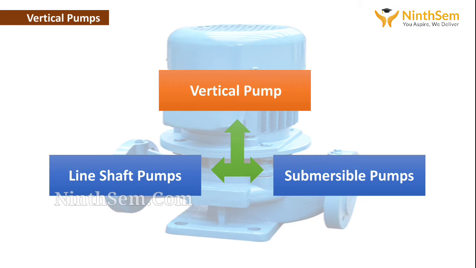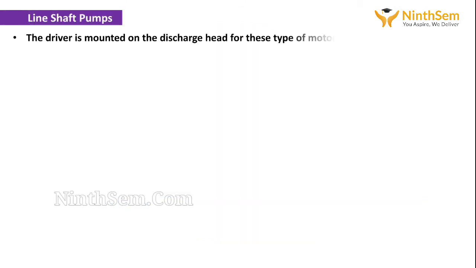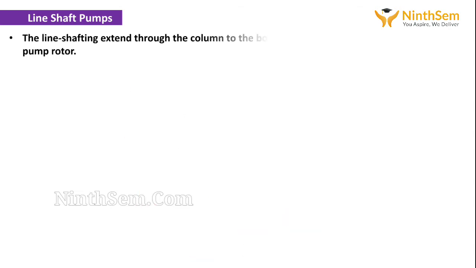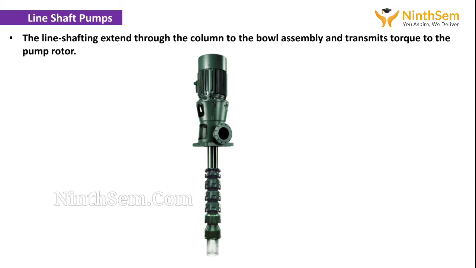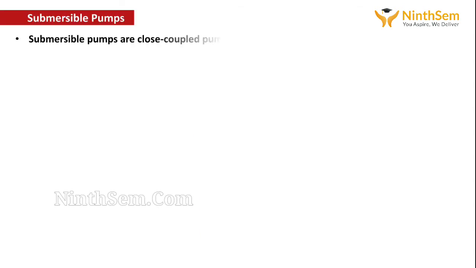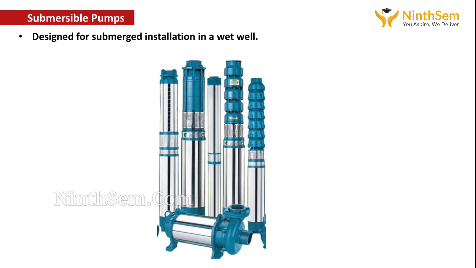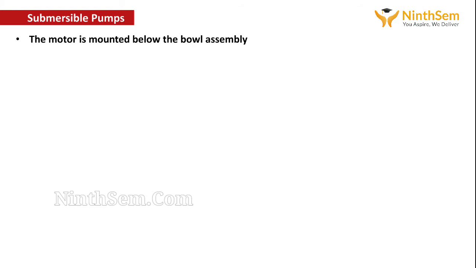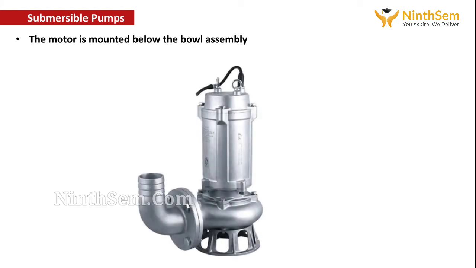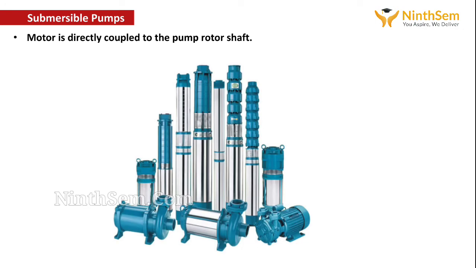Let's discuss line shaft pumps. The driver is mounted on the discharge head for this type of pump. The line shafting extends through the column to the bowl assembly and transmits torque to the pump rotor. Next, submersible pumps. Submersible pumps are close-coupled pumps driven by a submersible motor and designed for submerged installation in a wet well. The motor is mounted below the bowl assembly and is directly coupled to the pump rotor shaft.